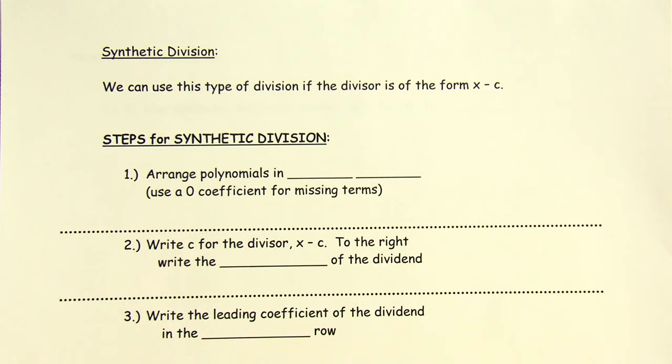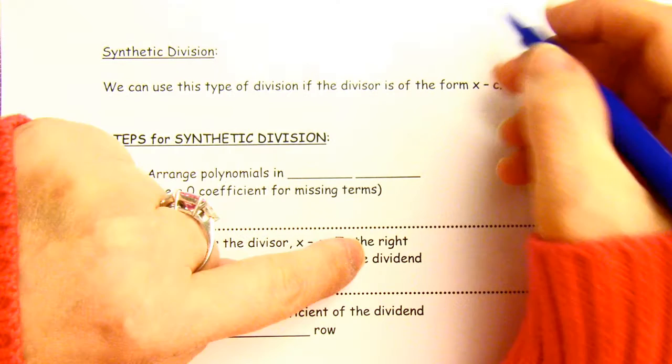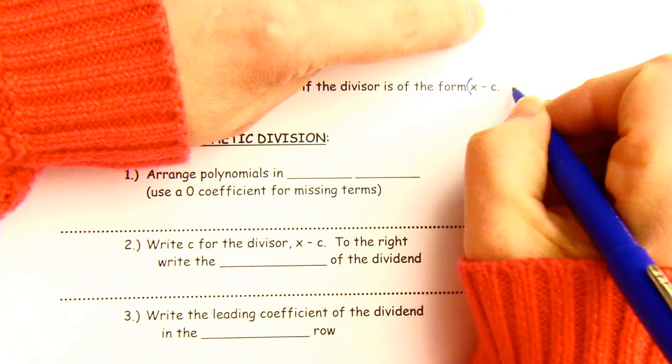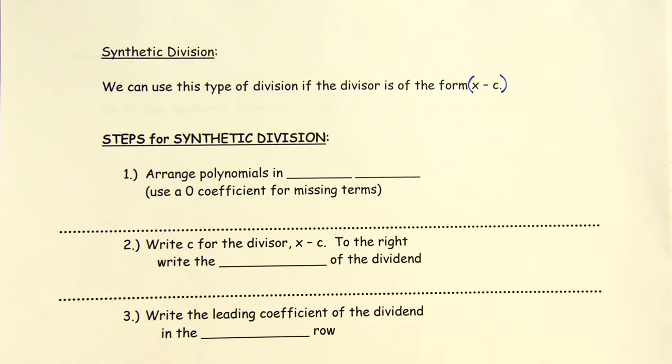All right, Chapter 3, Section 3 continued. This part of the notes, we're going to talk about synthetic division. So just a different way of dividing polynomials. And again, you may have done this in Algebra 2, and you might remember it. We can use this type of division if the divisor is of the form x minus c. Okay, so it's got to be grouped with x minus c.